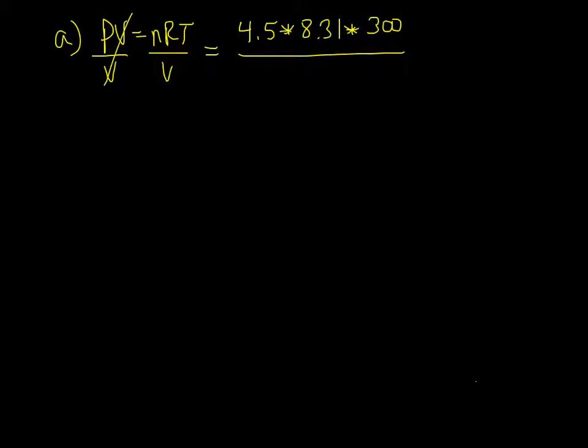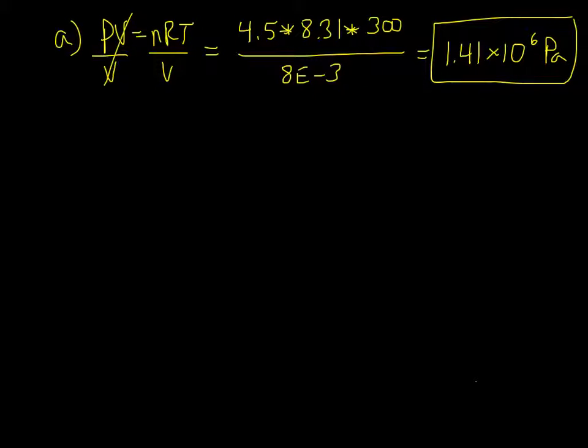The volume must be in meters cubed, and notice the volume is given in liters. And there are 1,000 liters in 1 meter cubed, so 8 liters is the equivalent of 8 times 10 to the negative 3 cubic meters, 8e negative 3, or 0.008. And when you plug all this in, you get an answer of 1.41 times 10 to the 6 pascals.